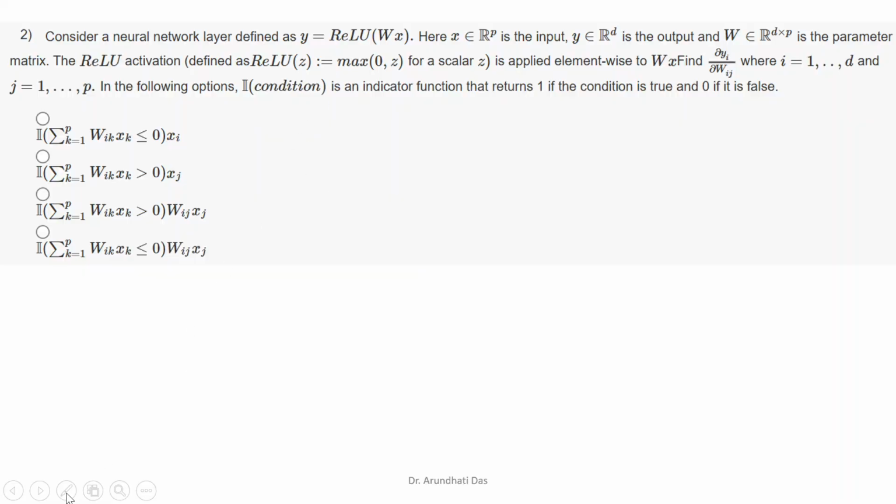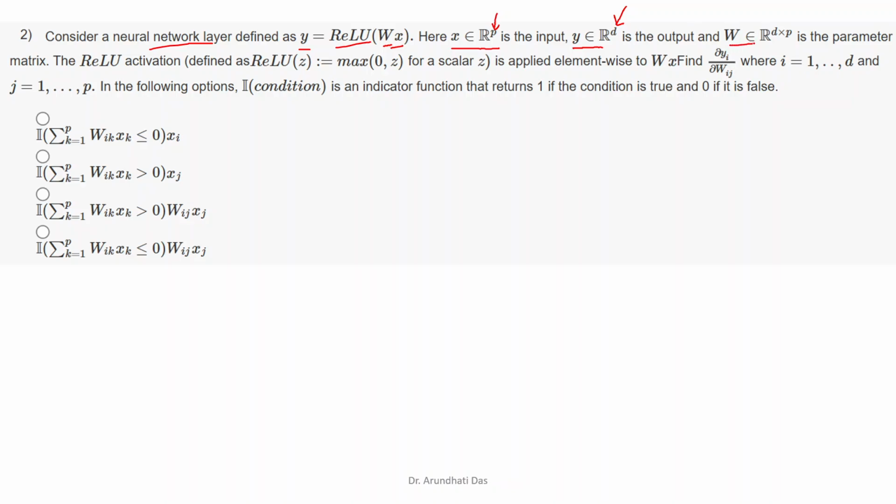Consider a neural network layer defined by y equal to ReLU function, where in the argument of the function we pass W multiplied by x. What is x here? x is the input variable whose dimension is p. Then I have this y variable, which is the output variable and its dimension is d.